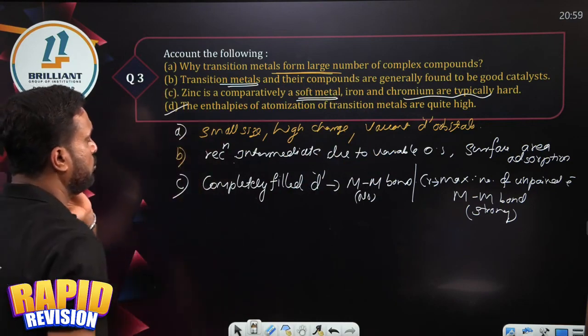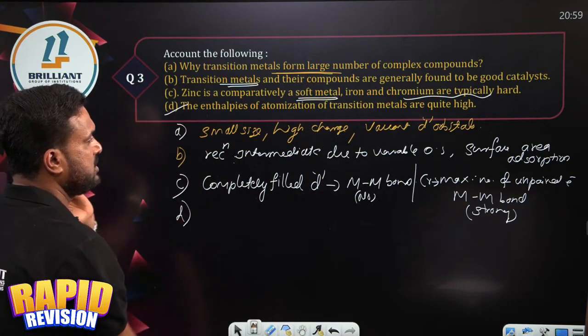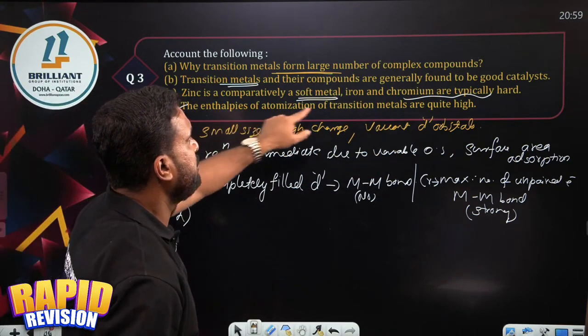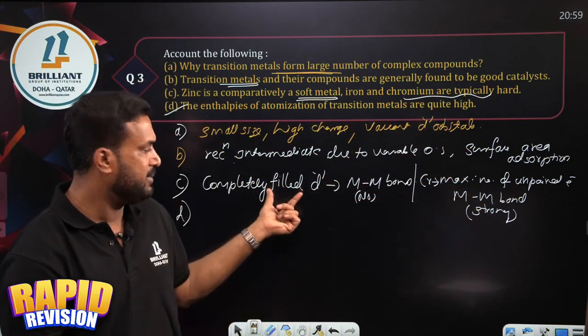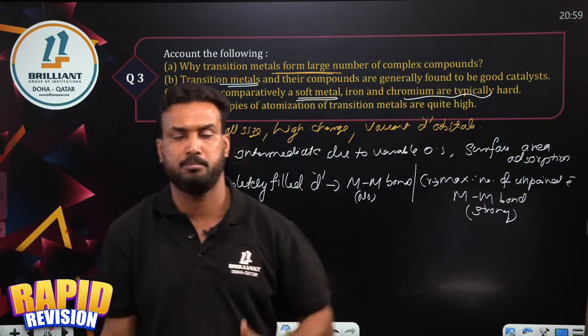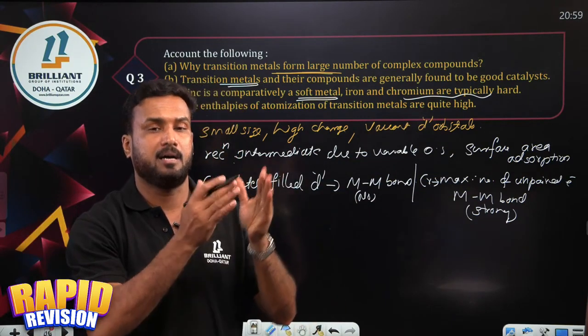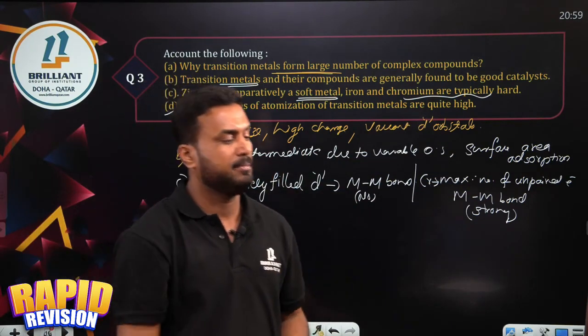Sub-question 4.D. What is the sub-question? The enthalpy of atomization of transition metals is quite high. Here the same reason is there, but I put it again: because of unpaired electrons and strong metal-metal bond.